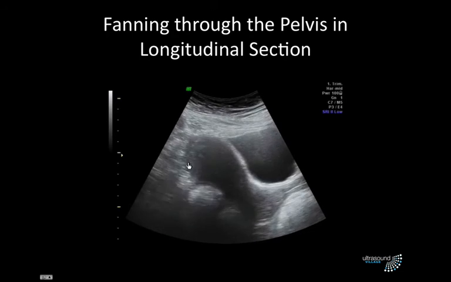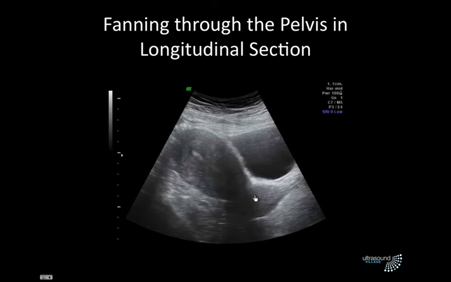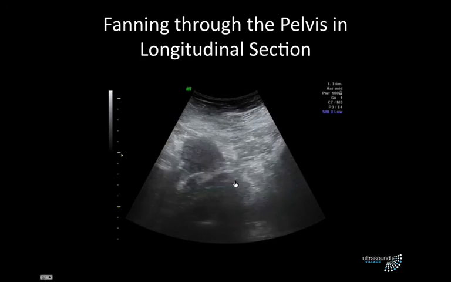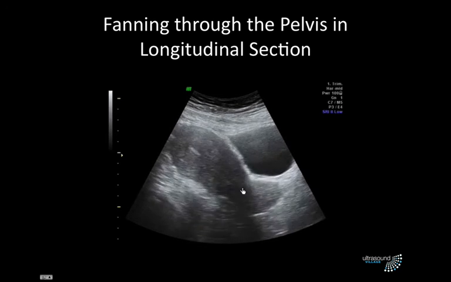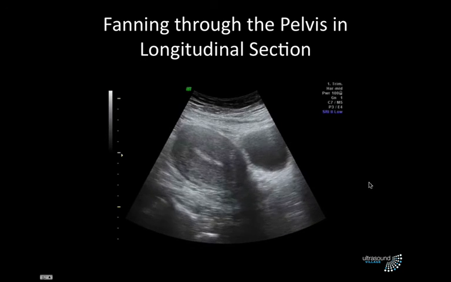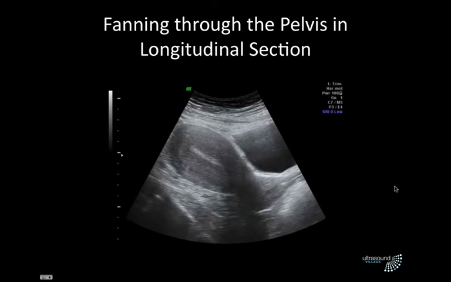We start on one side, go back through to the middle. Here it is in longitudinal. We fan right through that uterus, seeing if we can see a little pregnancy, and right to the other side. That's what I mean by fanning through the pelvis in longitudinal section.